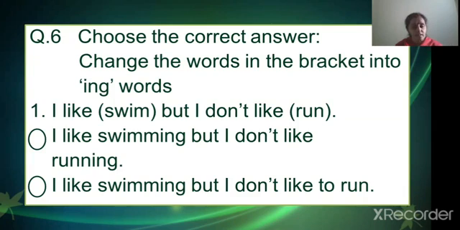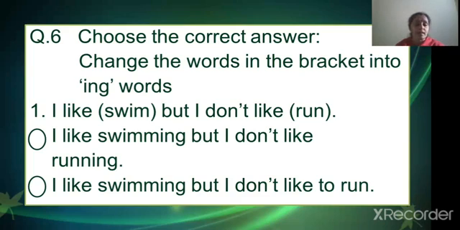Okay? So the sentence here is, I like bracket swim, but I don't like run. I like, and in the bracket it's given swim, but I don't like, in the bracket, run. Now, they have asked us to change the words in the bracket into ing words. And the two options given to you are, I like swimming, but I don't like running. And the other option is, I like swimming, but I don't like to run.